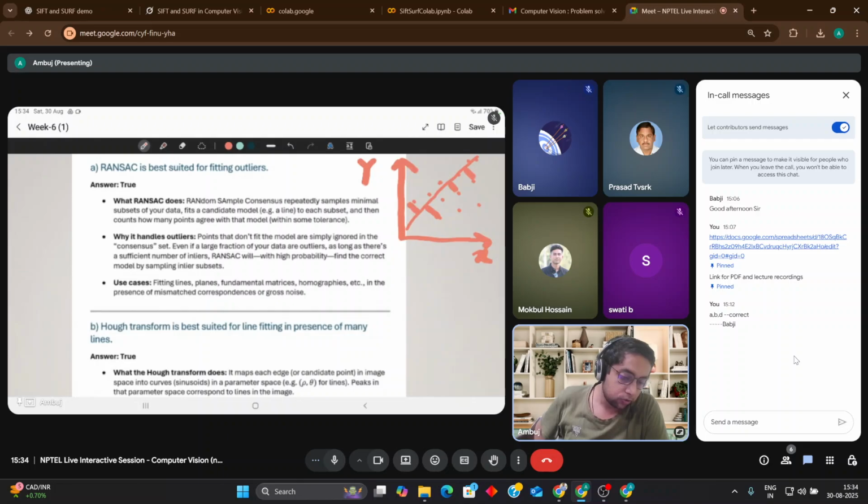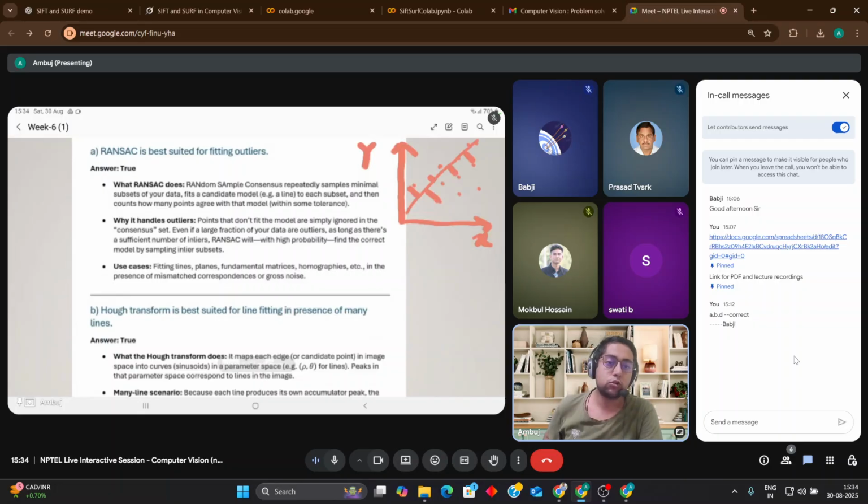For any distribution, whichever it is, some outliers would be present when you try to model any equation or any images. If you try to model, you would certainly have some outliers. So RANSAC is best suited for fitting outliers.